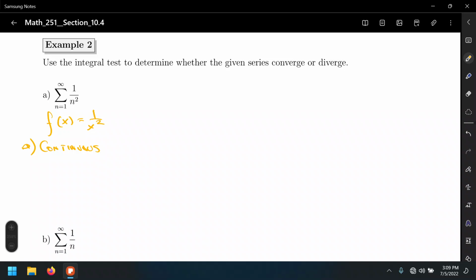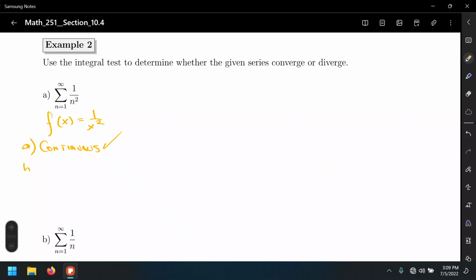Looks like the restricted value is 0. We cannot plug in 0 because it's undefined. All right? However, is the number 0 within the interval for which the series is carried here? No, so we're good in this case, right? Then this function is continuous.